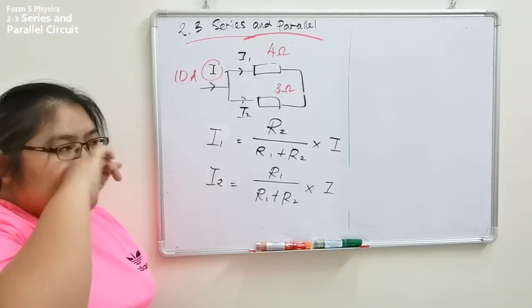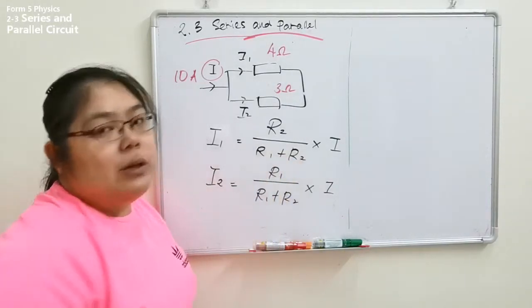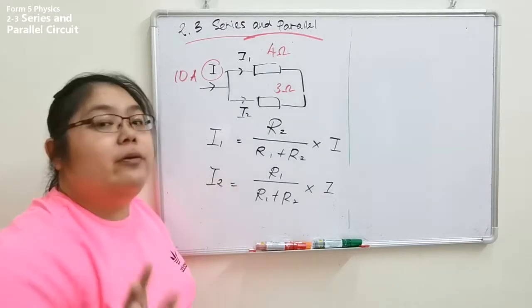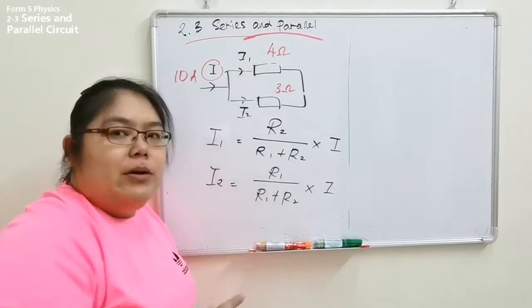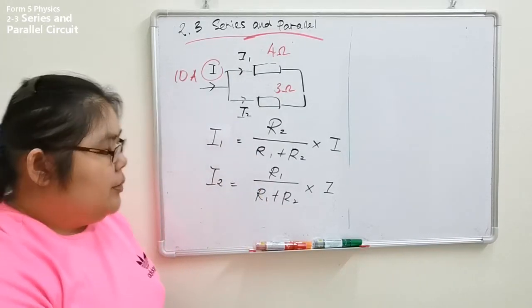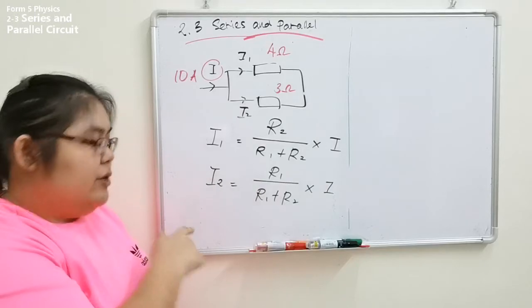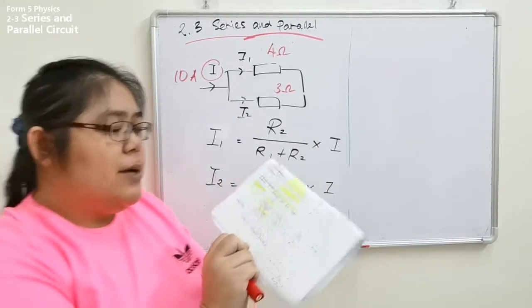If you just want it faster, you straightforwardly apply it. Very fast. The long method is not very fast. You can straightforwardly get the answer. Make sure the formula you memorized is correct, don't get it reversed. This one we call the current divider. Now we go to the second part.